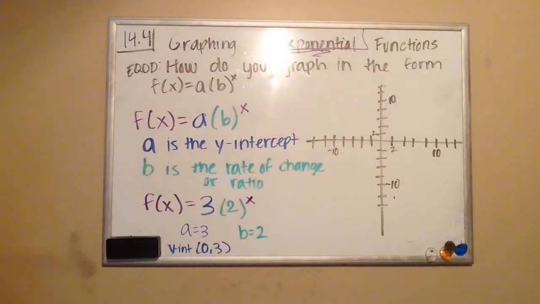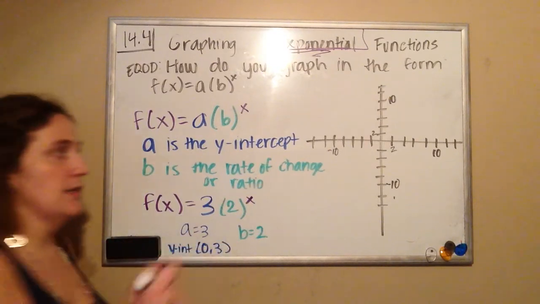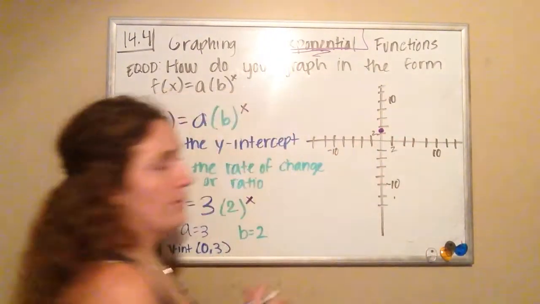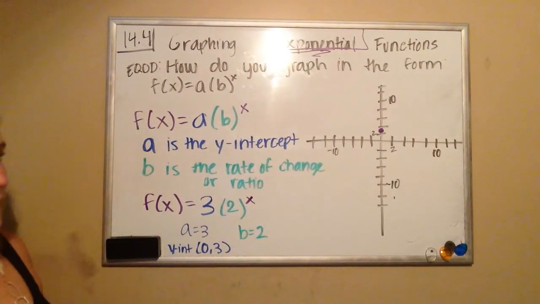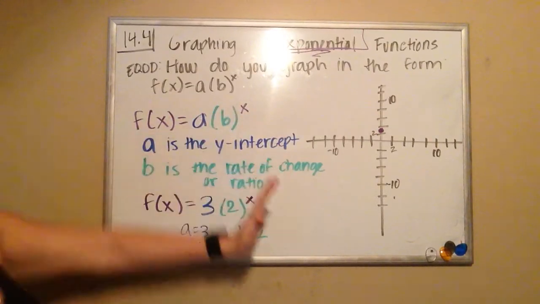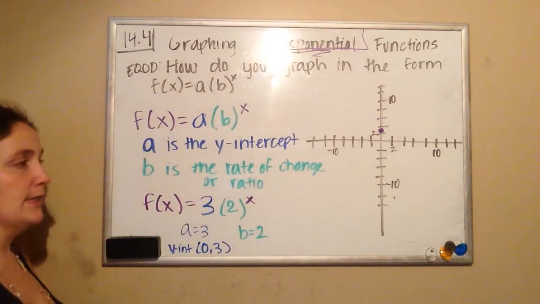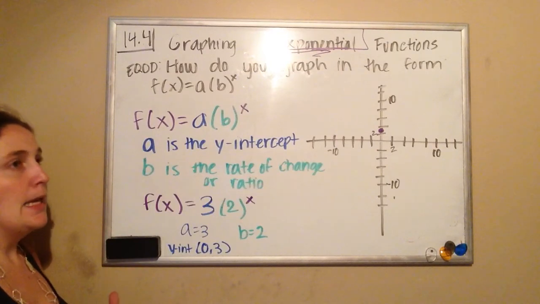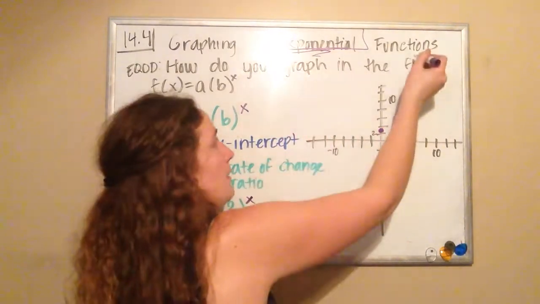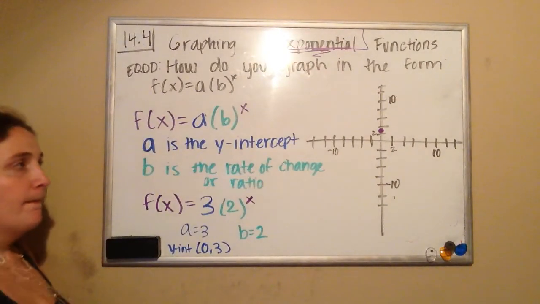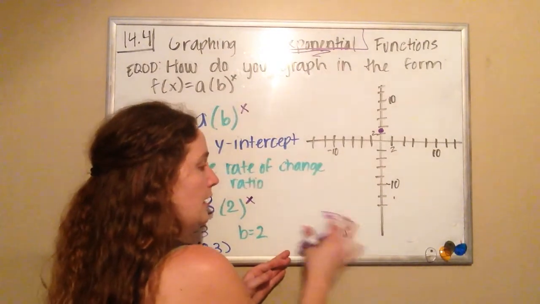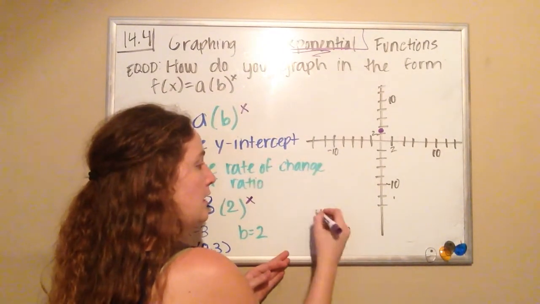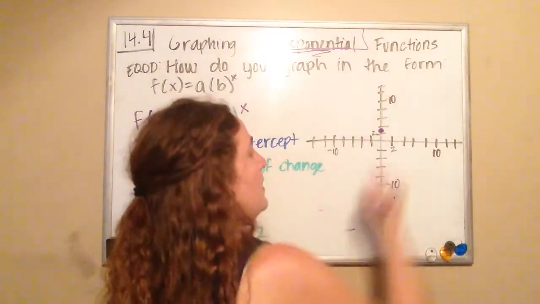Okay, so let's see how that comes into play. We already know one coordinate point on the graph. We know that the y-intercept is 3. So right there. Because I'm going by 2's, my graph. Okay, we also know that since the ratio is a positive 2, right, we know that it's going to increase. So we know that the exponential function is going to get bigger. We know that it's not going to go down. It's not going to decrease like that, or it's not going to decrease like this. It's going to increase from this point.